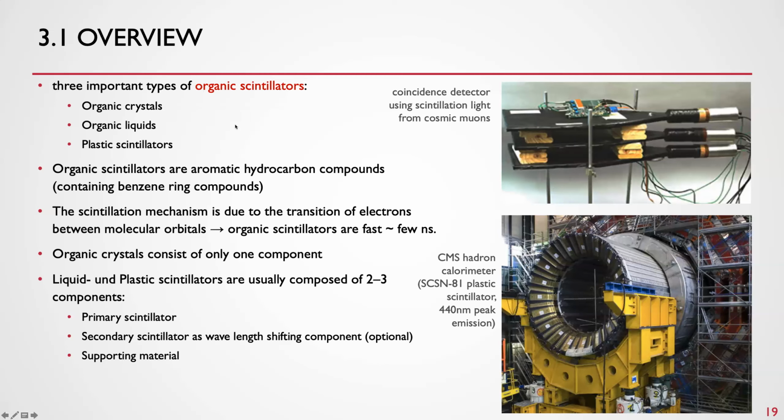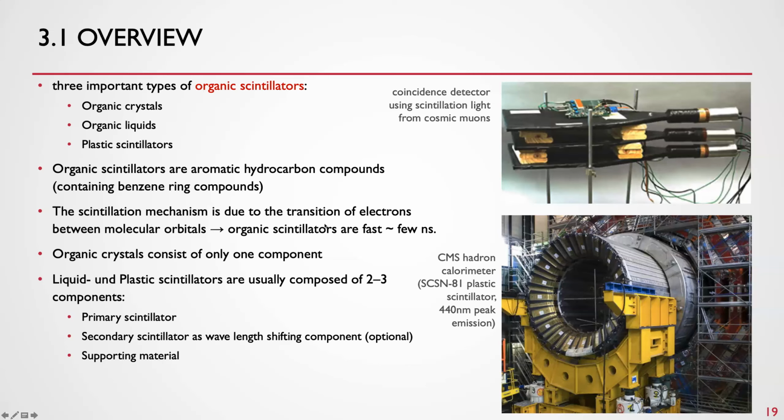Organic scintillators are aromatic hydrocarbon compounds, aromatische Kohlenwasserstoffe. That means they contain benzene ring compounds, I hope I pronounce this correctly. The scintillation mechanism is because of the transition of electrons between molecular orbits. So it's a complicated process.